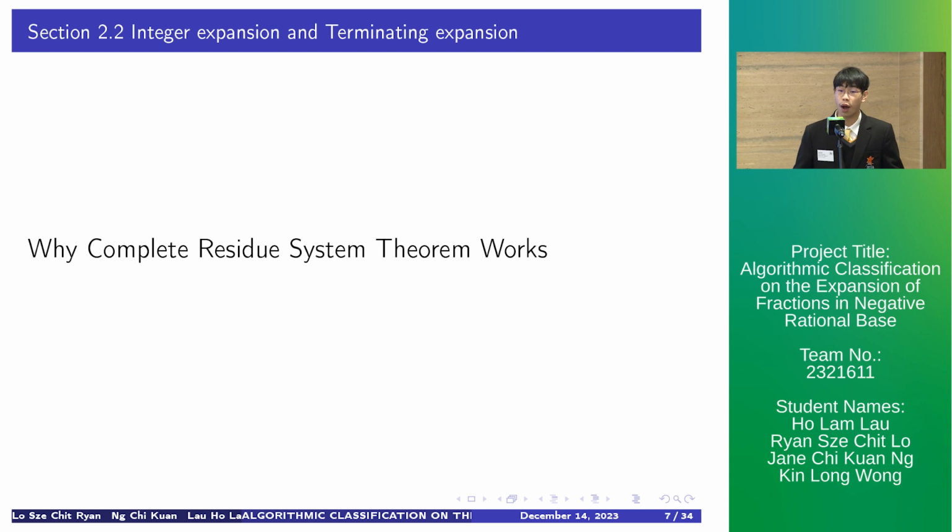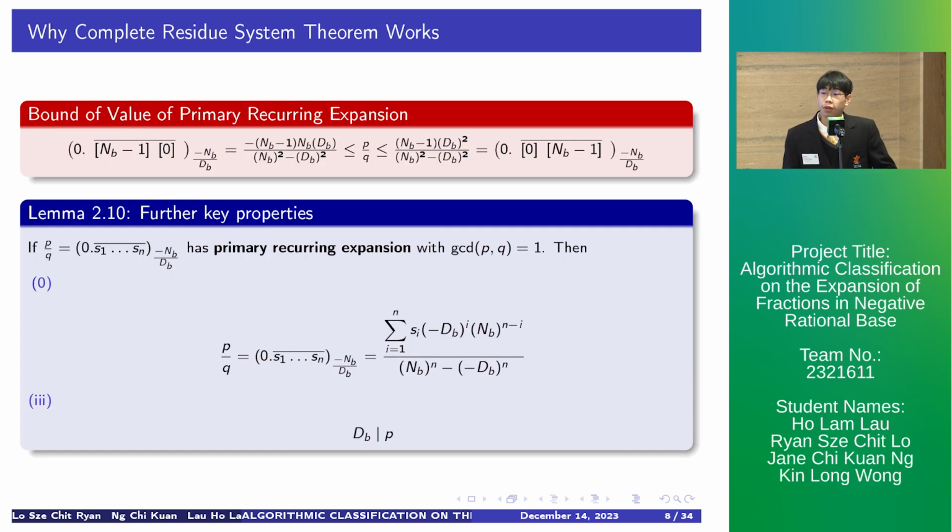Now we'll move on to why the complete residual system (CRS) theorem works, where we'll be discussing primary recurrent expansions, PRE, which recur right after the decimal point. We'll give a proof of the system using the reverse algorithm. The most important property is the bound, which limits the number of numerators of PRE for a fixed Q, and the other property will be used later.